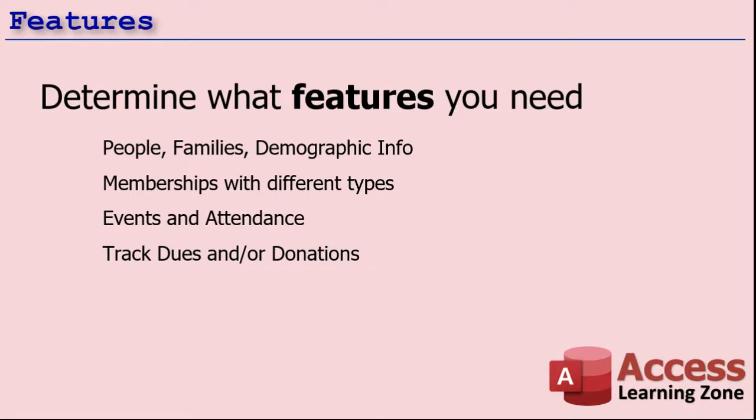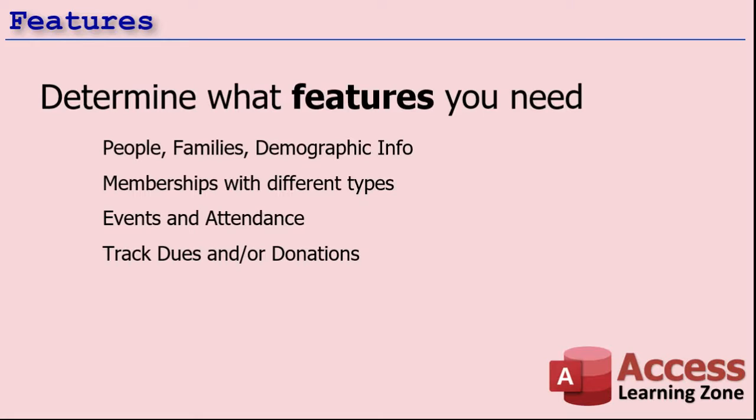For example, I'm making an association database. What features? Well, I want to track people, and people can be part of families. Okay. I want to track demographic information about each person. Then I want to have different memberships. Now, even if you're not a membership-based organization, for example, let's say you're a church and you don't really have memberships, you can use memberships to track different groups, like outreach groups or something. So a membership is just a generic term for a group or something within the organization that you want to be able to put people in different categories, let's say.